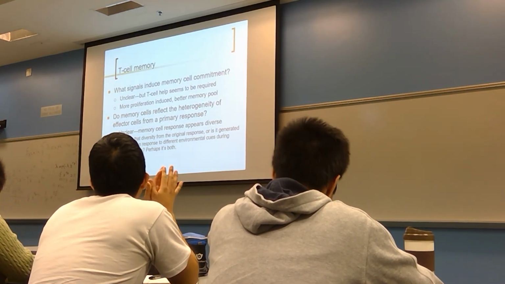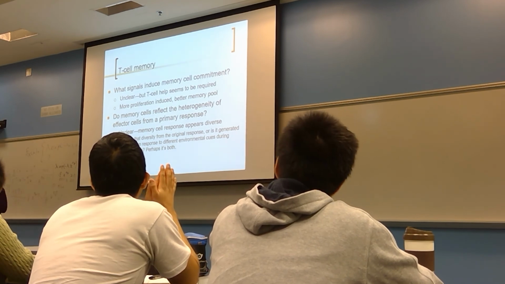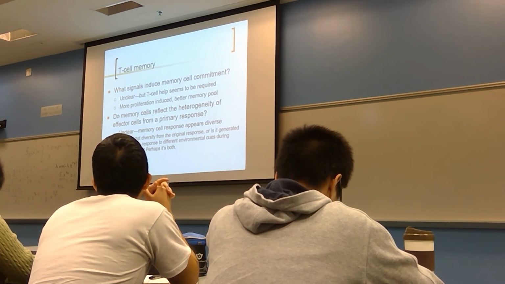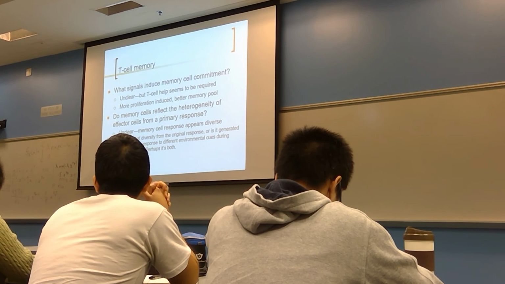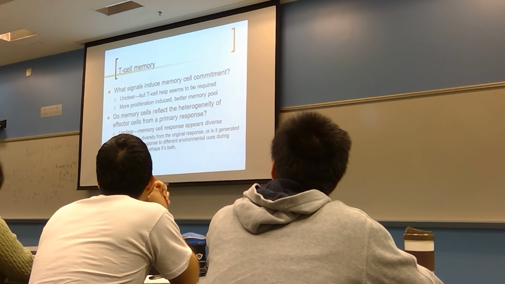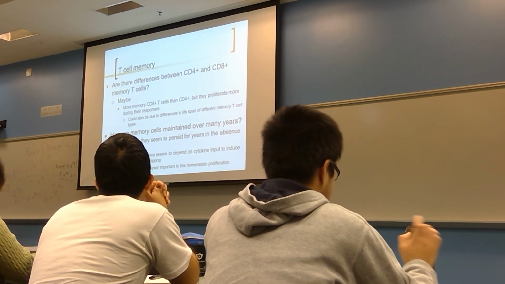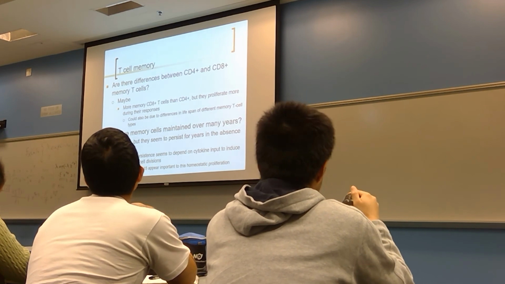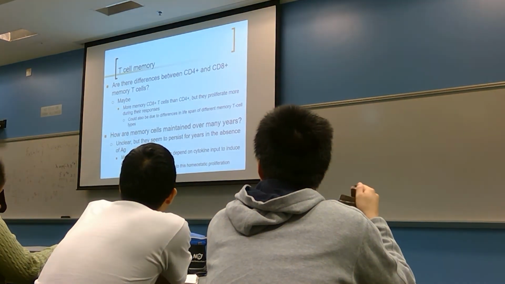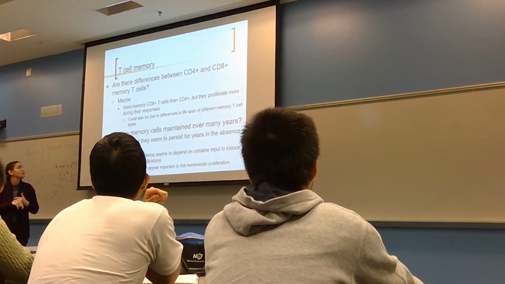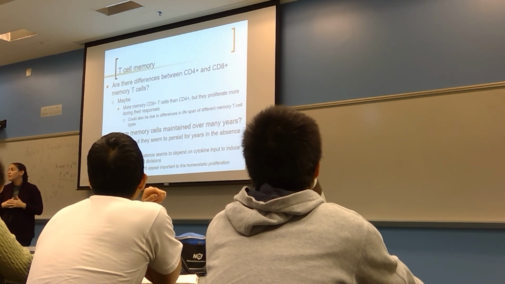Again, what signals are used to commit a cell to either effector or memory? We have no idea. Not sure. Do memory cells reflect heterogeneity of effector cells from the primary response? No idea. We don't know. Are there differences between memory CD4 and memory CD8? Possibly. Not sure. These are all very good questions. We do know we have more CD8 than CD4, but we're not sure why.